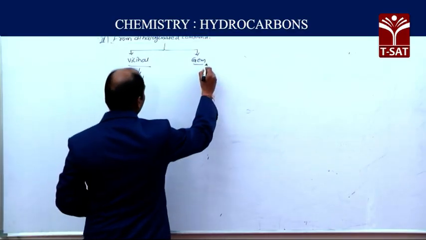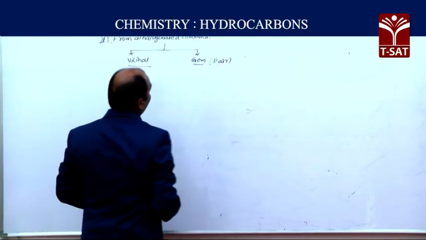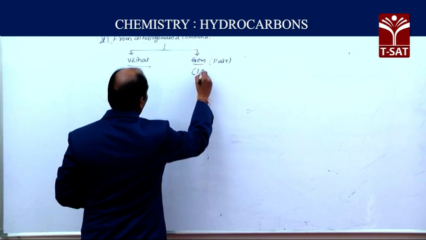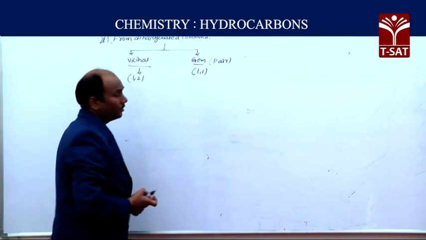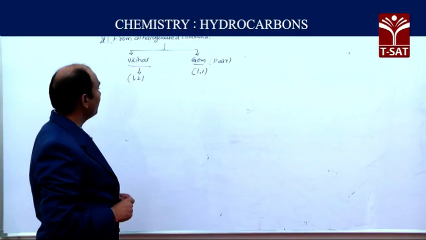Geminal, gem means pair, that means two halogens. This is nothing but 1,1. So if two halogens are present at the same carbon atom, that is called geminal dihalides.